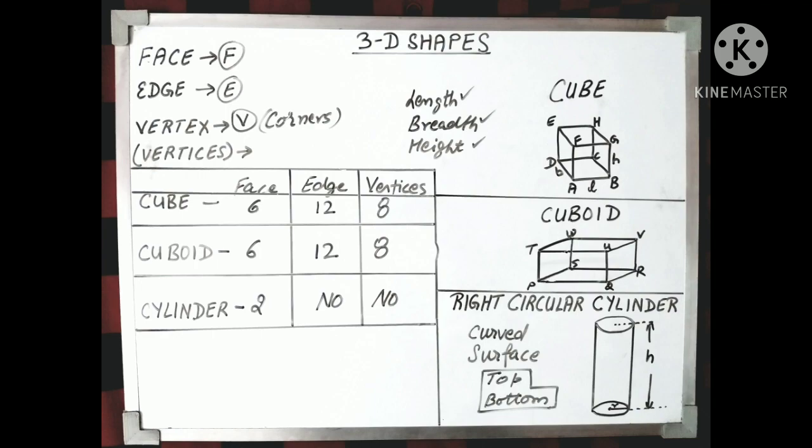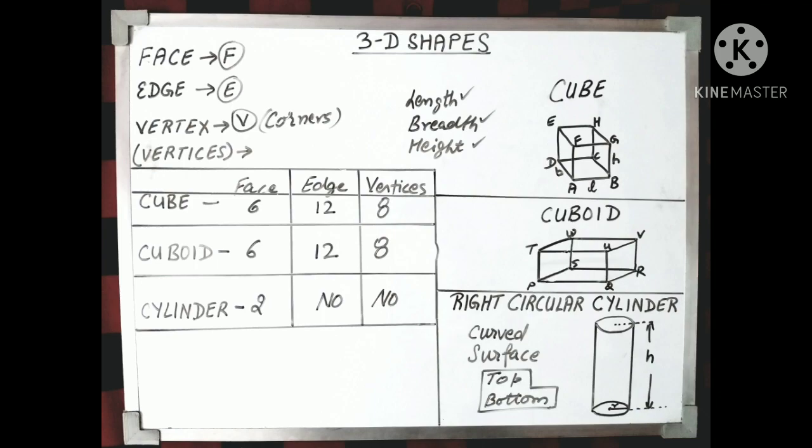Next important thing we have to understand is vertex. Plural is vertices. Vertex is actually a corner. The three edges of a cuboid meet at a point, and this point is known as a vertex. If you see carefully, we have 8 corners. So we say that a cuboid has 8 vertices. You must understand all these terms related to cuboid very carefully.